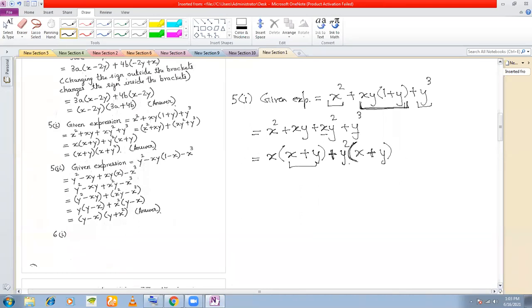Now see, you're getting x plus y and x plus y. So our grouping was correct. So x plus y, you take out. What are you left with? From this entire term, you're taking out x plus y, you're simply left with an x. And from this entire term, you're taking out x plus y, you're only left with a plus y square. So your answer is x plus y into x plus y square.